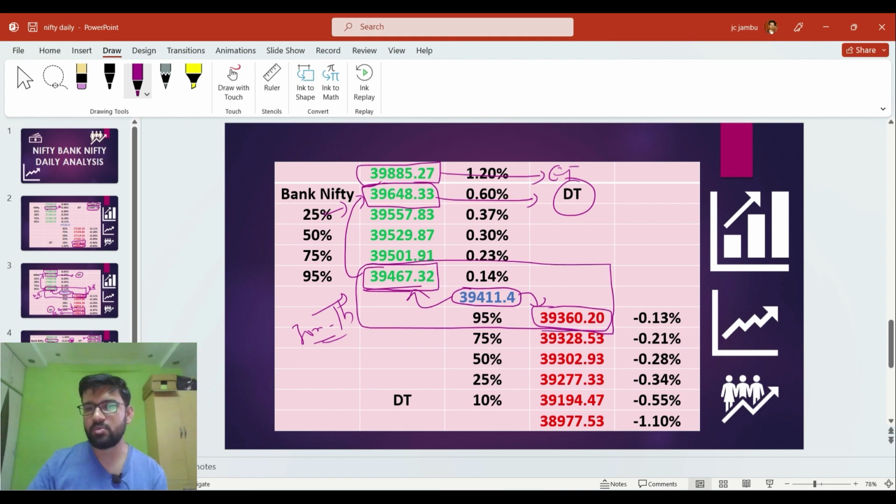But if the market closes below this level, and if the market sustains below this level for at least 30 minutes to 1 hour, then we can expect a further fall up to this 39,194, and we can consider this as a daily target on the downside. And if the market closes below this level, then we can expect a further fall up to this 38,977, and this will be an extreme target on the downside.